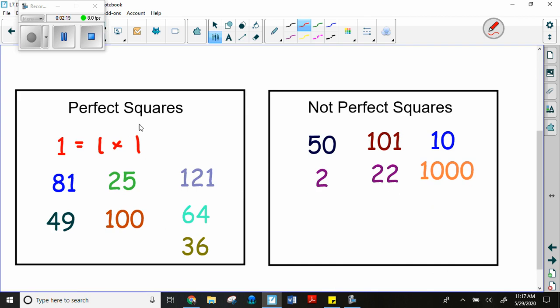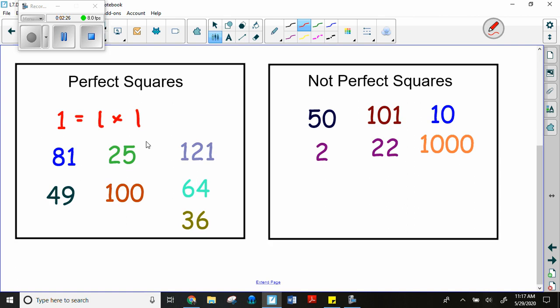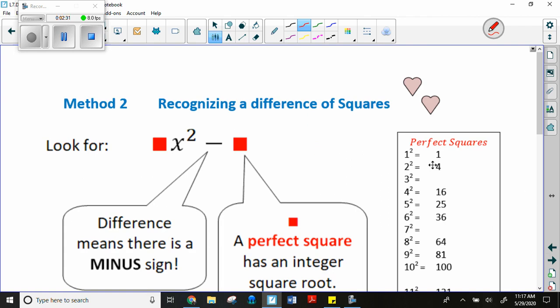Okay, so that gives you an idea. These numbers can all be broken down into the exact same number multiplied by itself. These ones can't. So you have to be really good at recognizing these. And on our next page, I've got a little bit of a helper here. You have to recognize a question that is a difference of squares. It's going to have a perfect square rootable number right at the beginning, and a perfect square rootable number right at the end.